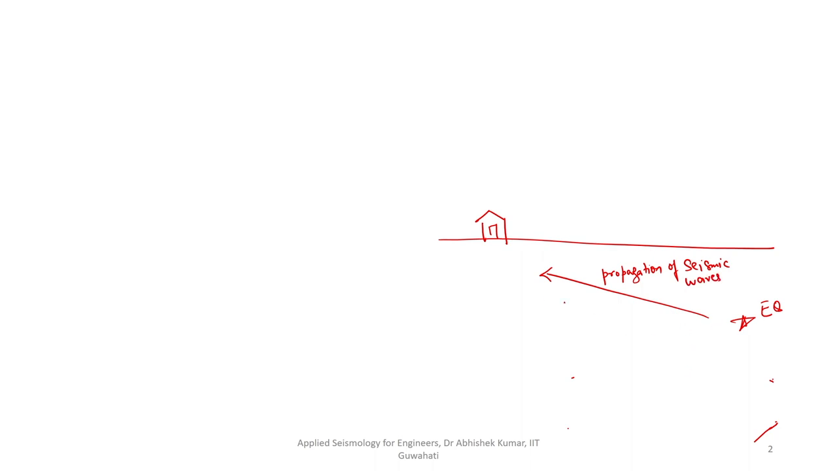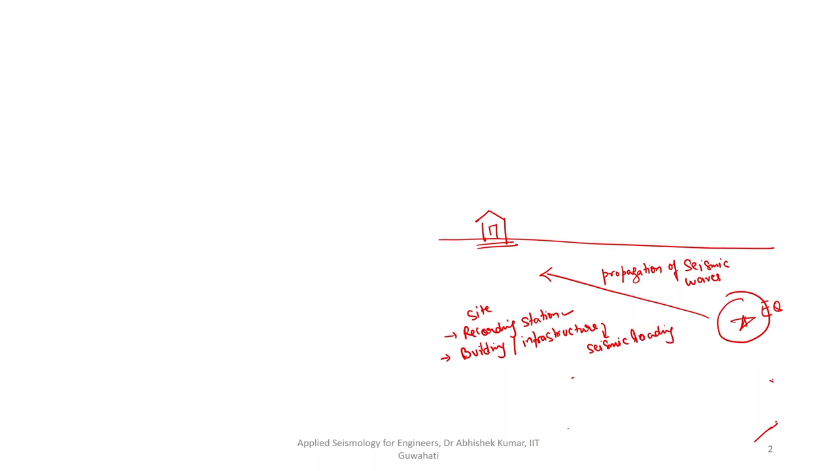Primarily we will be focusing on what is happening at a site. Now, when we say the terminology site, we are interested in where the recording station is located, or a building is located, or any other infrastructure which is about to come. If we talk about the recording station, we are interested to know the characteristics of the ground motion recorded by this particular recording station. When we are talking about the building, we will be discussing whenever an earthquake is potentially going to happen in a particular region, what is the external loading, what is the seismic loading that your building or any other infrastructure is going to experience. Seismic loading will be applied to the structure.